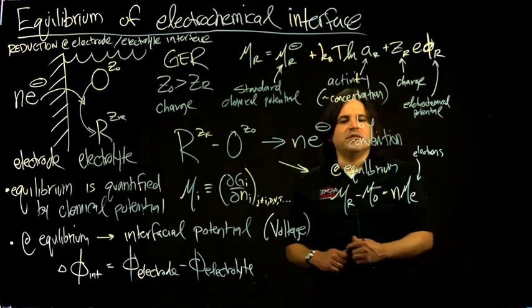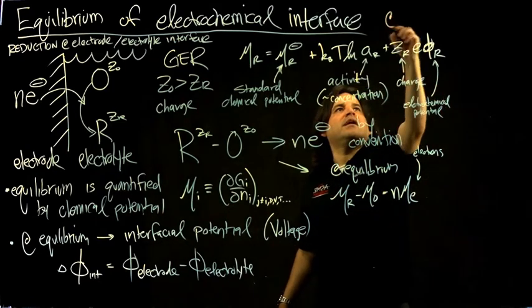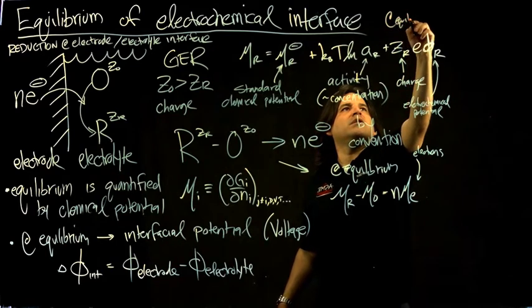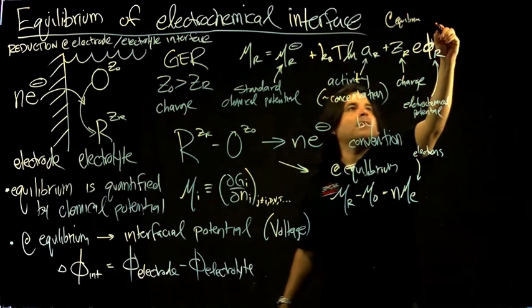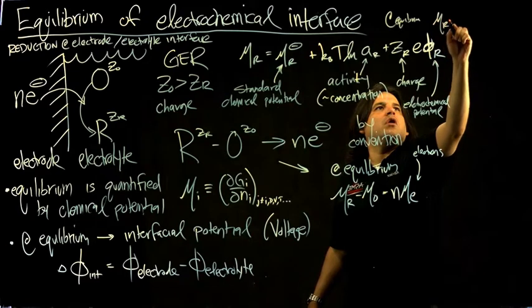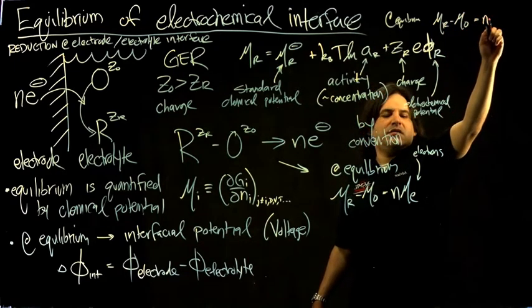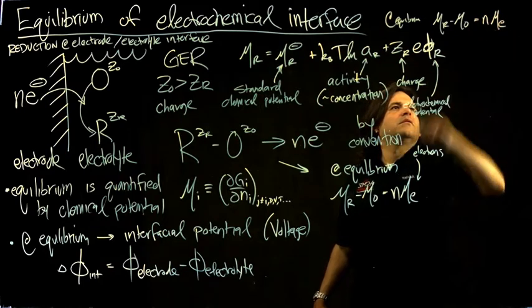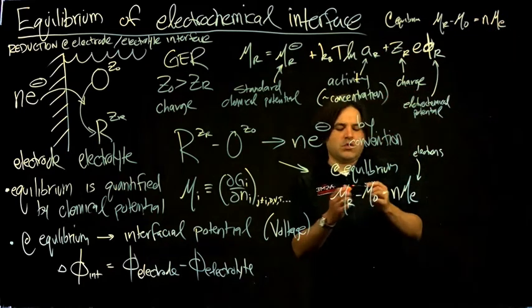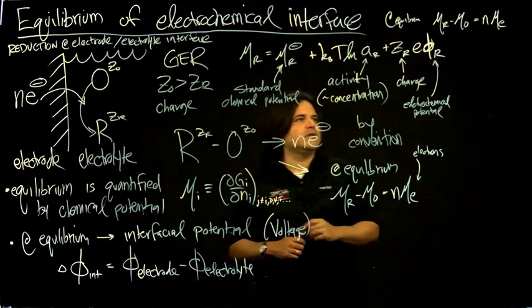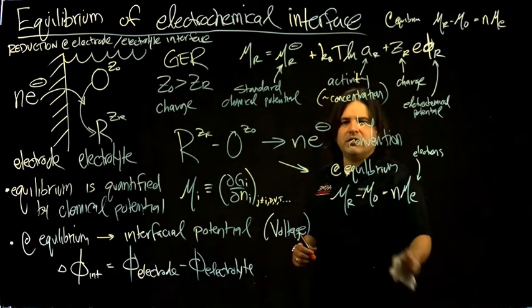Where should I write that? So I'm going to say here, at equilibrium, you have mu R minus mu O equals N times the chemical potential of the electron. So write that there and then erase all this stuff.